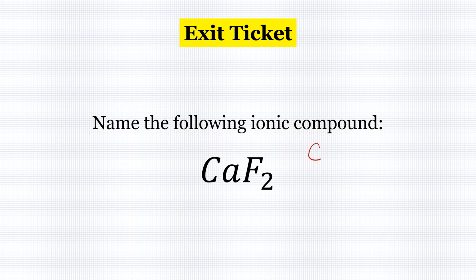This is going to be calcium. And instead of fluorine, this is going to be fluoride, F-L-U-O-R-I-D-E. Okay, and again, we've got that IDE every time on the anion. And that concludes this short lesson on ionic naming.